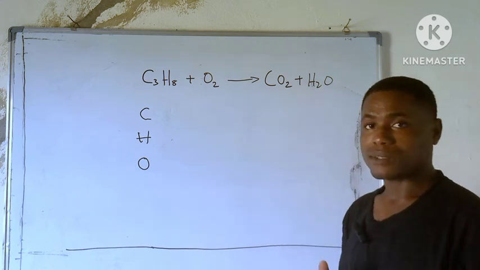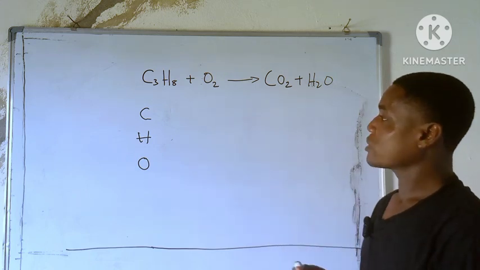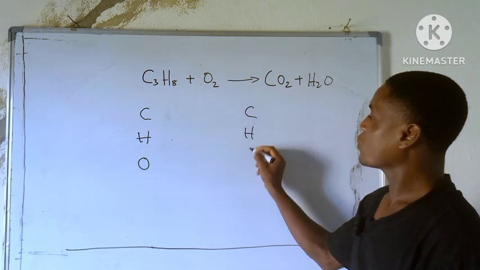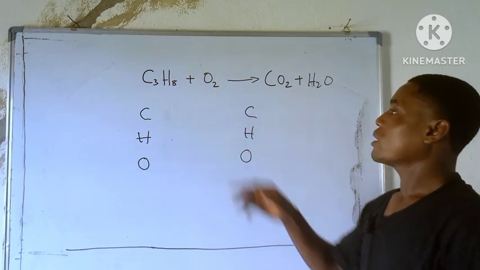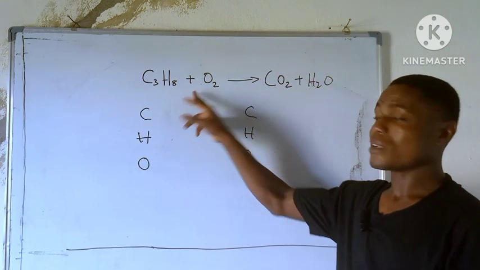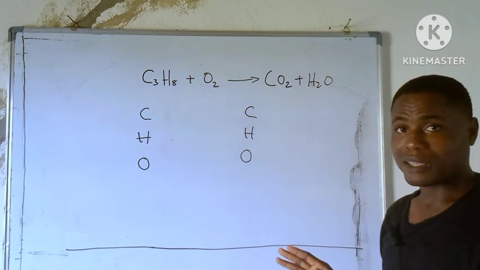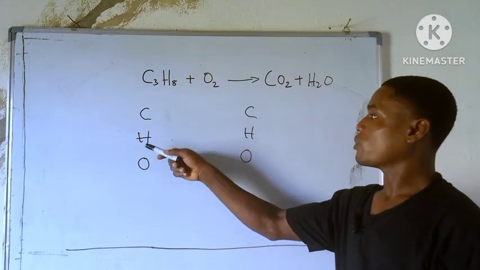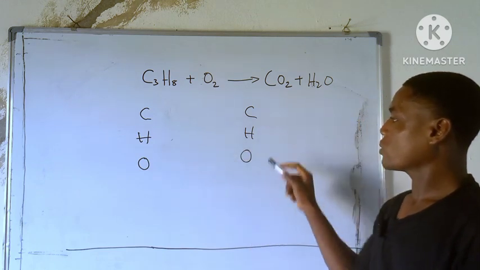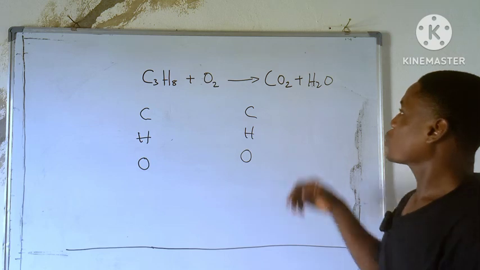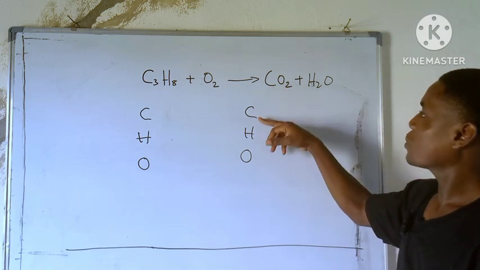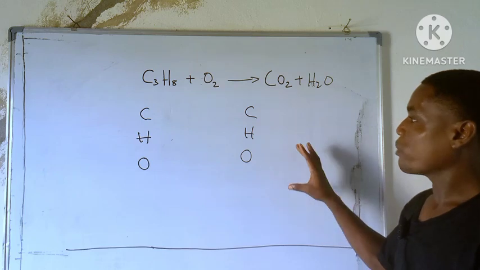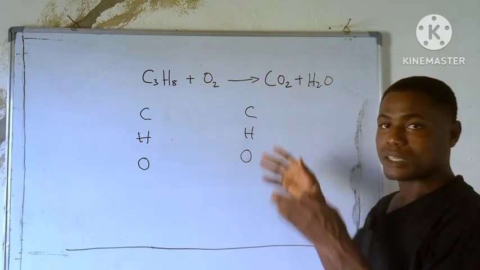We are done with the left side, right? What you need to do is write the same elements here, okay? Carbon, hydrogen, and oxygen, because the elements you have at your left side are the same elements at your right side. Are you getting it? All the elements are the same. So we have carbon, hydrogen, oxygen, carbon, hydrogen, oxygen. I want to make everything to be in a straight line.